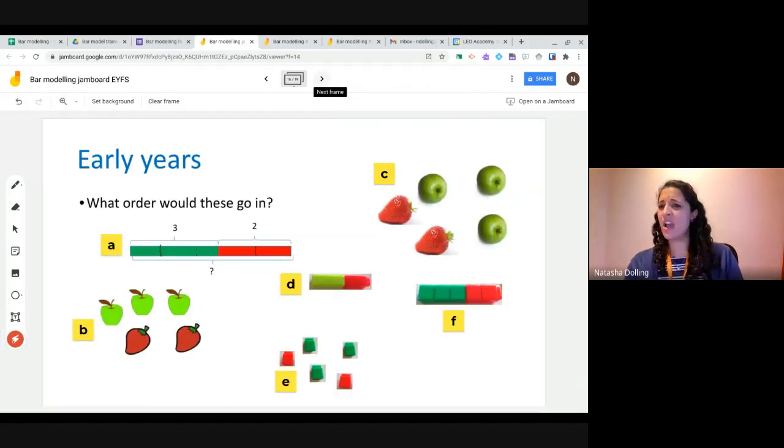Now let's have a think about early years, or how we would introduce bar modelling if we had not. So it's not a case that you would not do all these steps in Year 4, Year 5, or Year 6, for example, but it might be that you just progress through them a bit quicker. What order would you introduce each of these if you were to try to introduce bar modelling in your class? What would come first and what would come next? Can you pop your order that you would put into the chat? So what would you start with? What would you end with?